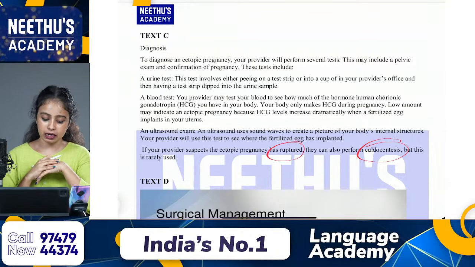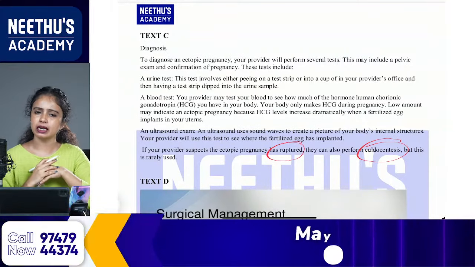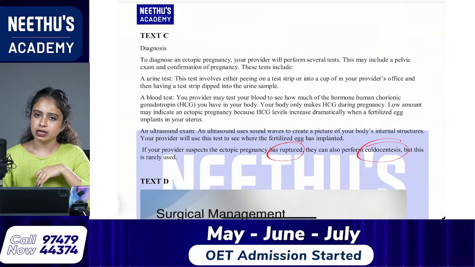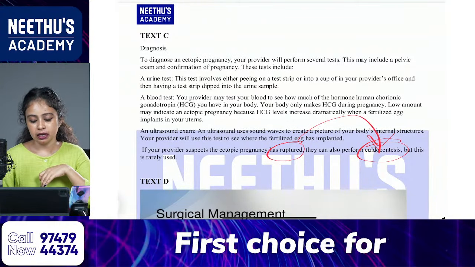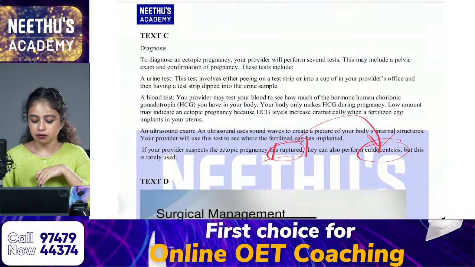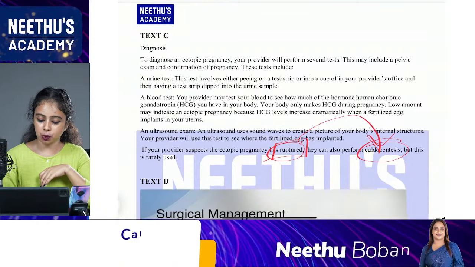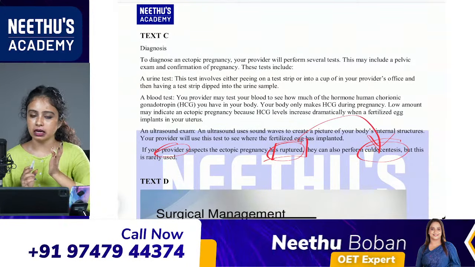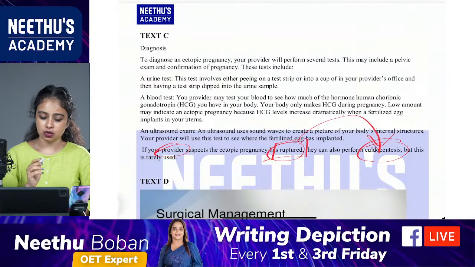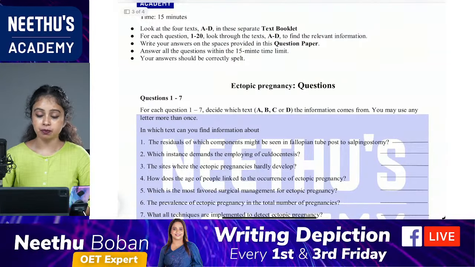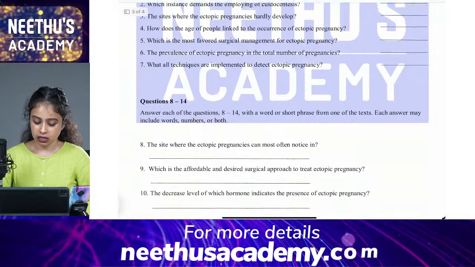Okay, Alfie, ultrasound. Okay, Feba, ultrasound. Is it ultrasound or culdocentesis? The answer should be culdocentesis. Why? This is the keyword from the question, ruptured. If your provider suspects the ectopic pregnancy has ruptured, then you can go for culdocentesis. So the answer should be culdocentesis from text C.